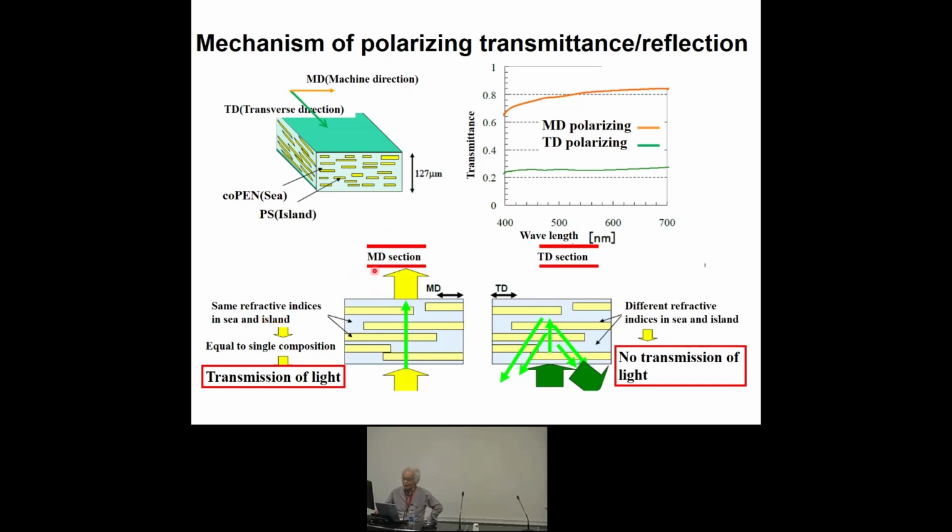So in this case, MD section, the same refractive indices in C and iron. So equal to a single composition, the light is transmitted to the far. So on the other hand, TD section, I'm sorry, these structures are the same, sorry. So different refractive indices in C and iron. So no transmission of light. This is the basic theory of this polymer alloy.